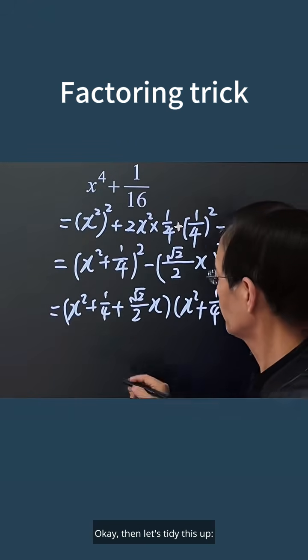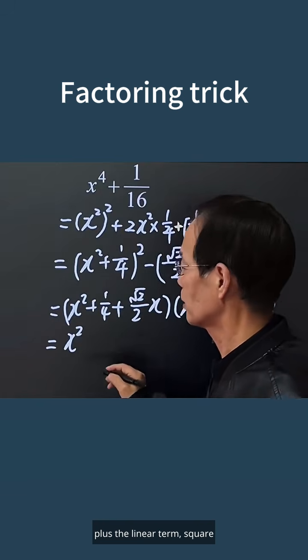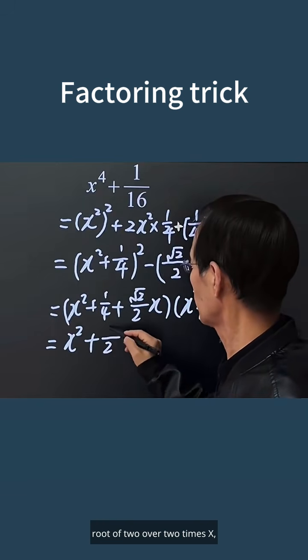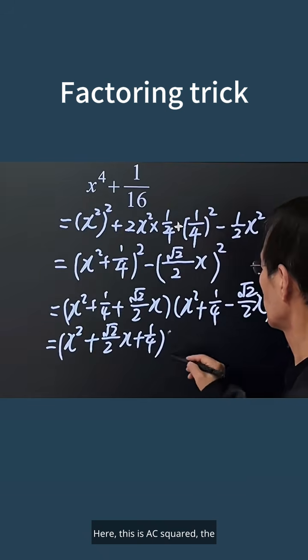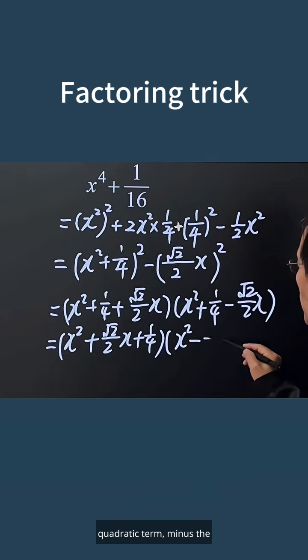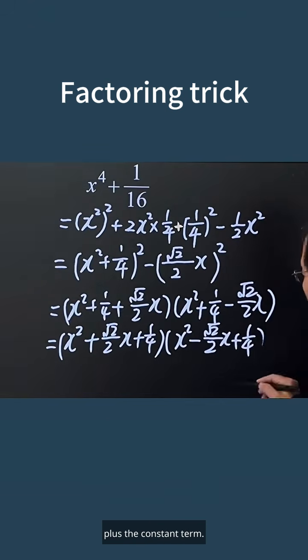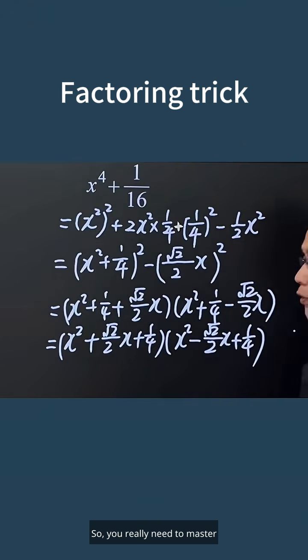Okay, then let's tidy this up. This is the quadratic term plus the linear term, square root of 2 over 2 times x, plus the constant term 1/4. Here, this is ac squared, the quadratic term minus the linear term, square root of 2 over 2a and 4, then plus the constant term. So you really need to master this method.